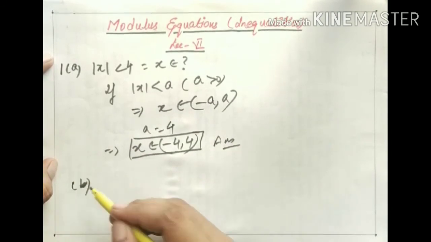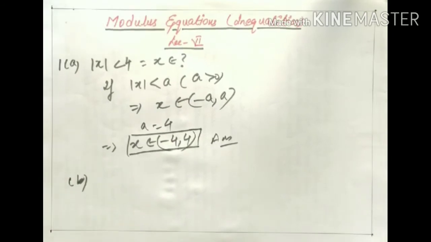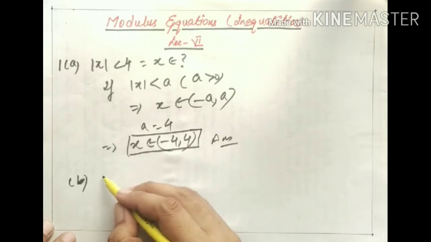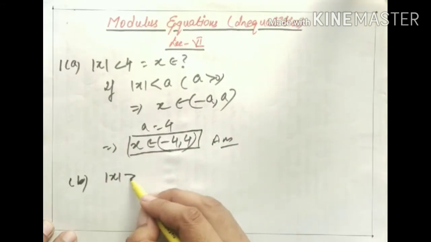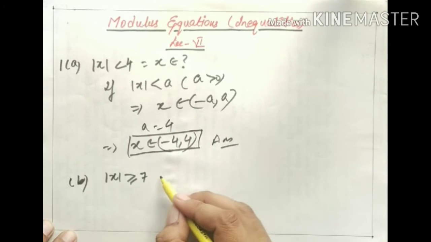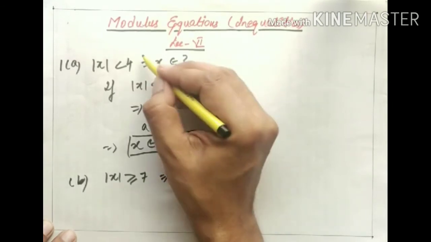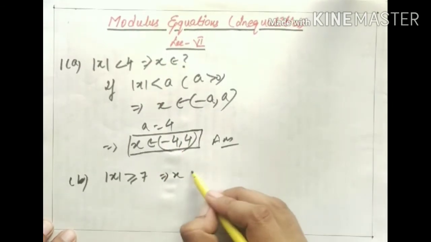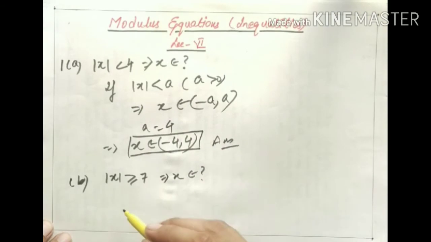This is just for basic clarity of the formula. The next part says mod of x is greater than or equal to 7. Then find the interval of x. X belongs to which interval?